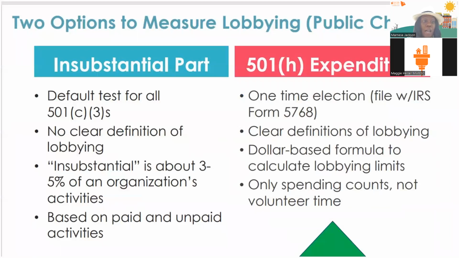And so, as you see, there are two options to measure lobbying for public charities: the insubstantial part and the 501h expenditure test. As I said before, you'll get a copy of these slides. The insubstantial part is the default test for all 501c3s. There's no clear definition of lobbying; insubstantial is about 3 to 5% of an organization's activities, based on paid and unpaid activities. The 501h expenditure test is a one-time election; you have to file with the IRS using Form 5768. It has clear definitions of lobbying, and it is a dollar-based formula to calculate lobbying limits. Only spending counts, not volunteer time.